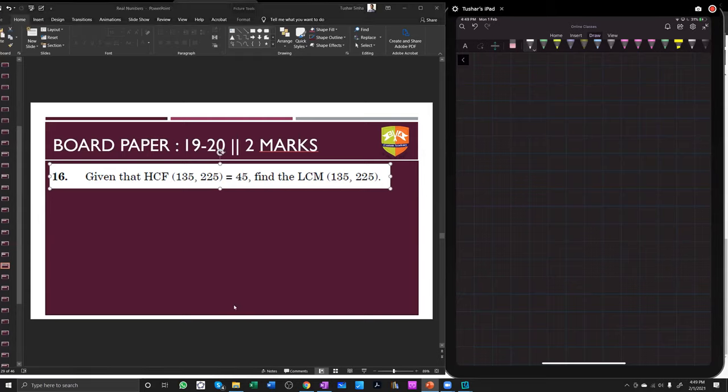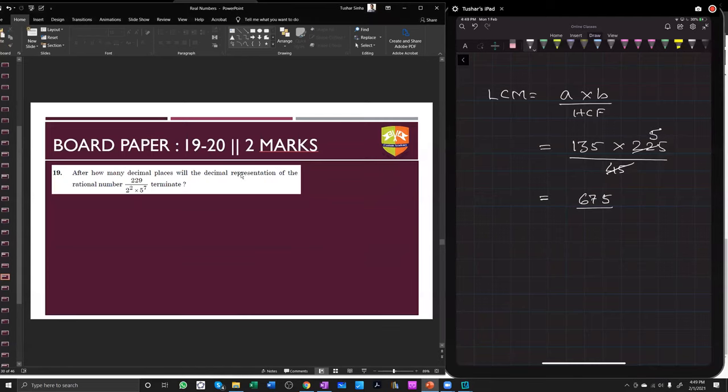So LCM of any two numbers is given by A into B by HCF. Be careful while you are doing the calculations. So this is 135 into 225 divided by 45, isn't it? Now this is 5 times, correct? So simply it is 5, 6, 7. Okay, easy one.